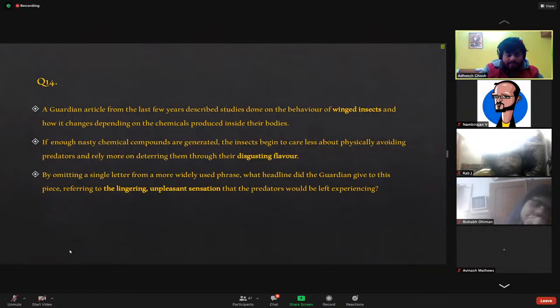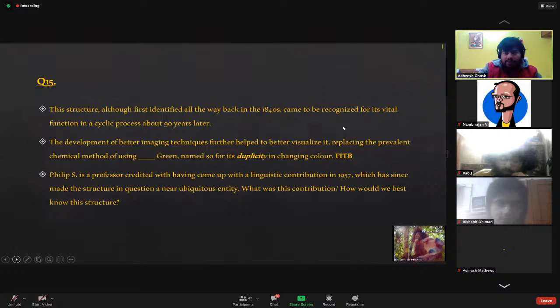Okay, so that is question number 14, and then the final question and final star mark question of the quiz, question number 15. So this structure we're talking about here, although first identified all the way back in the 1840s, came to be recognized for its vital function in a cyclic process about 90 years later. So it took quite a while for it to actually be recognized for the important role that it plays.